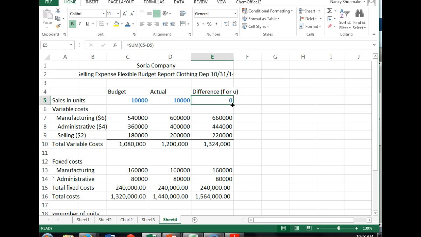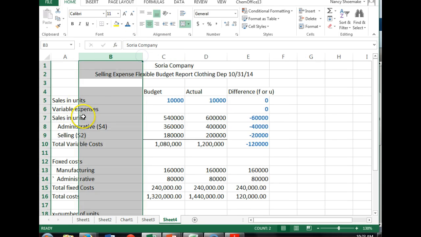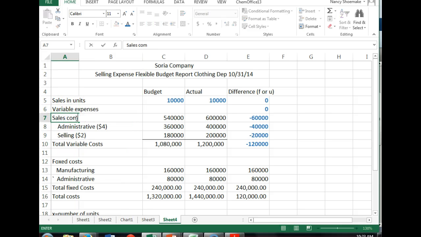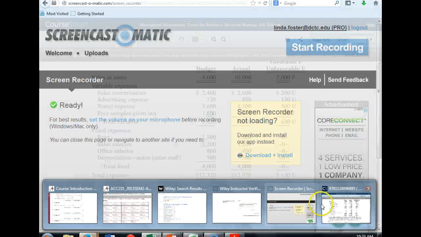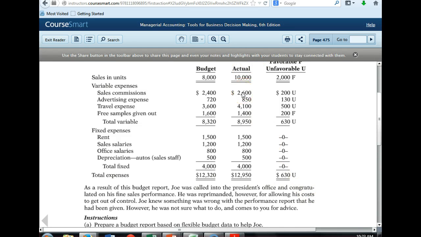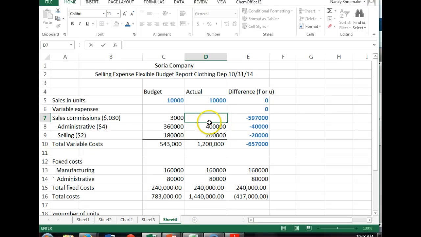So we're going to do the same thing with our various costs. So our variable expenses, we've got sales commissions of 30 cents. And what is 10,000 budgeted units at 30 cents? It is 3,000 bucks. What did we actually spend? What does it show our actual is? It says our actual is 2,600, didn't it? So our actual expense is at 2,600. So we have a favorable variance of $400 there.